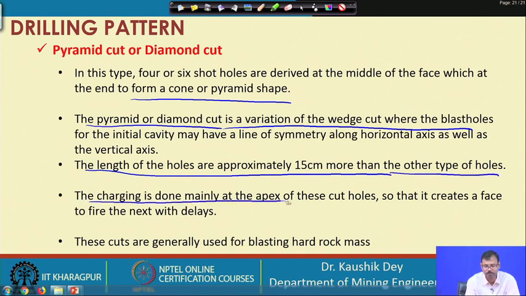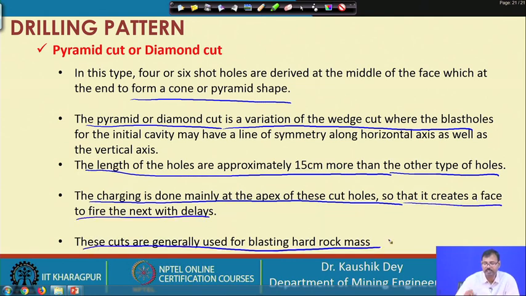The charging is done mainly at the apex, so that it can create a free face. But the difficulty here is that the control of the drilling is very difficult unless an expert drilling crew is available which can adjust these angles, that is, the wedge angle of the vertical holes and the horizontal holes. The pyramid drilling is very difficult.